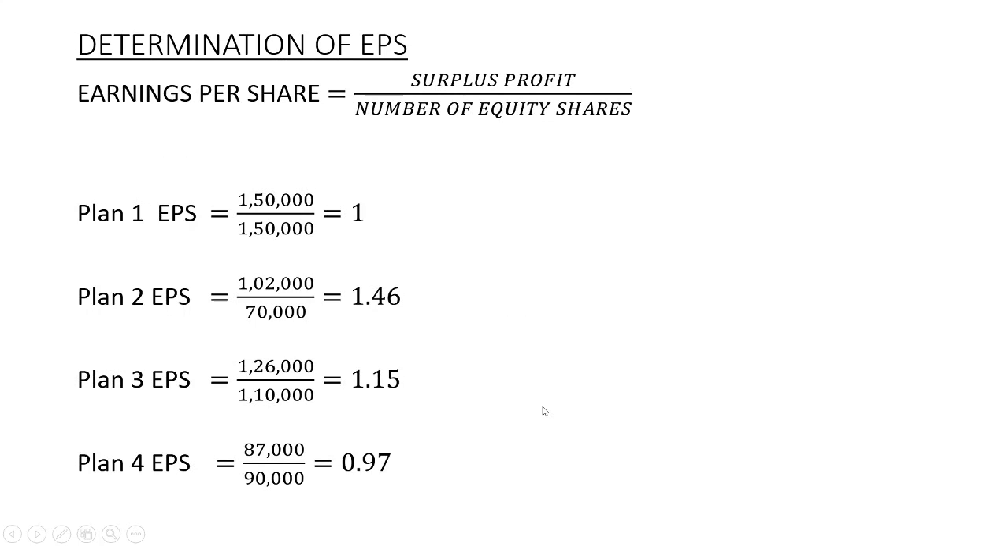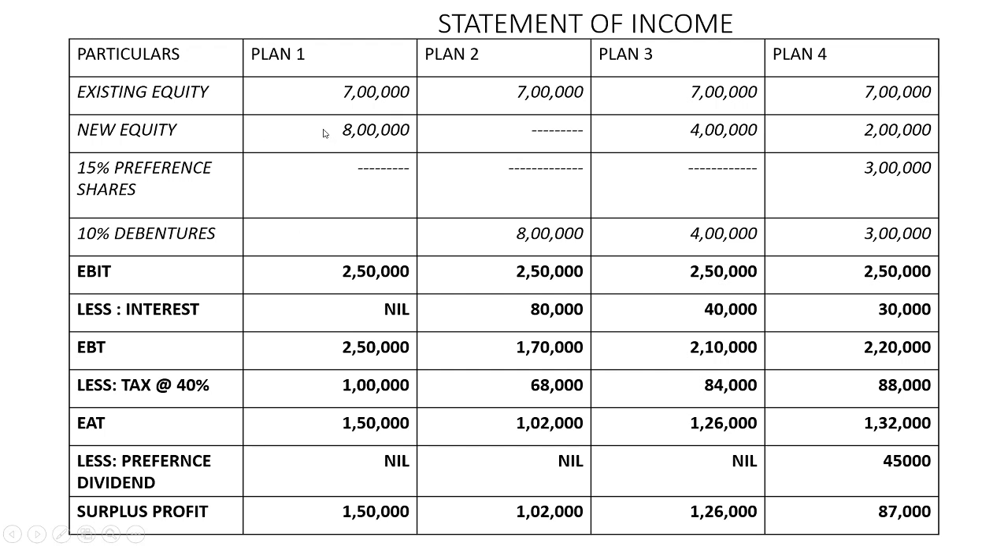Now we will find out the earnings per share, EPS, determination of EPS. Earning per share is equal to surplus profit divided by number of equity shares. Here we will have to be very careful regarding the number of equity shares. Once again, I'll go back to the statement of income. In the first situation, existing equity 7 lakh, that means 70,000 shares, and new equity is 8 lakh, so we have new equity 80,000 shares, assuming that the face value is 10. Then 70,000 plus 80,000 shares, 1,50,000 shares.